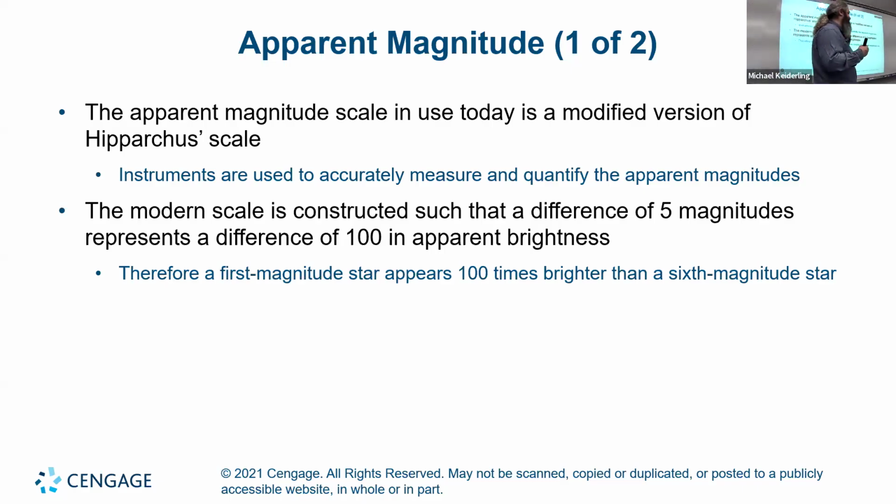And because it's based off Hipparchus's scale, the modern scale is such that a difference of 5 magnitudes represents a difference of 100 in apparent brightness. So the actual light is reduced by a factor of 100 when you increase by 5 magnitudes. The logarithmic scale, where the step size is that for every time you go up by 5 on it, the actual brightness goes down by 100. It's also reversed. The smaller the magnitude, the brighter the object. So the sun's magnitude is like negative 20 something.